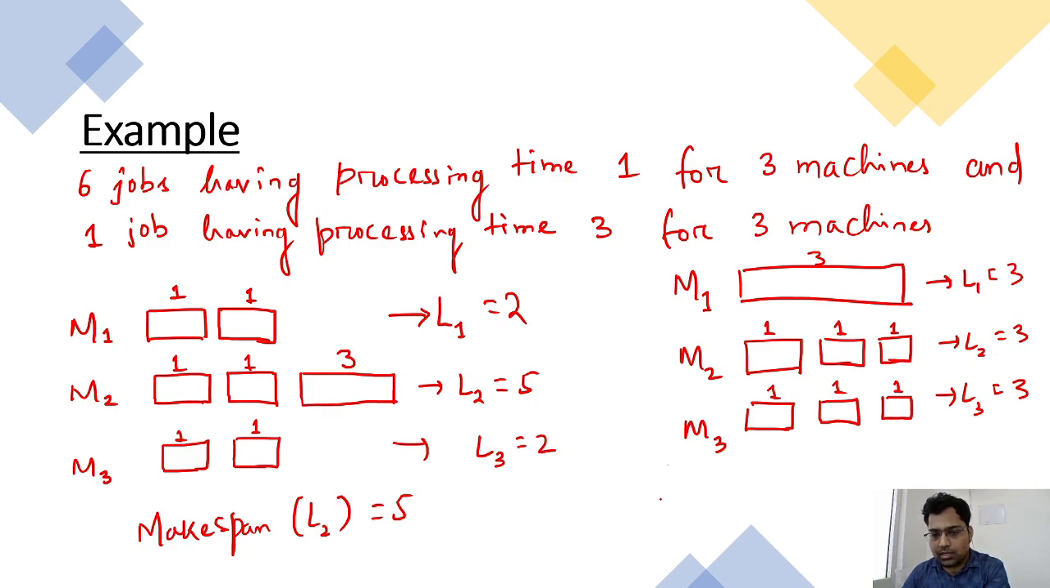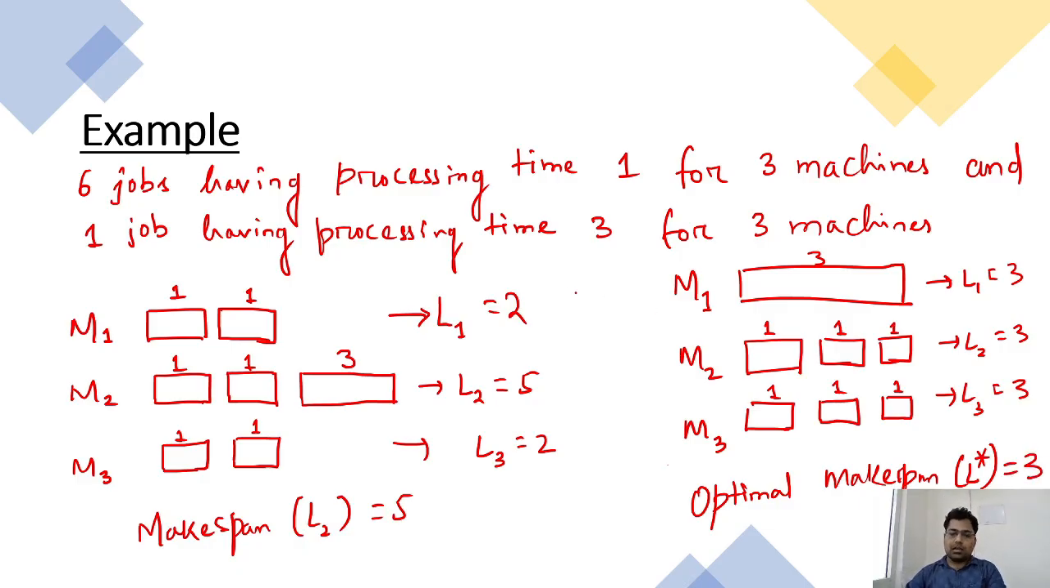So in this way we can say the optimal makespan, which is L star, is 3. Clear? So this is our optimal result, this is our approximate result.